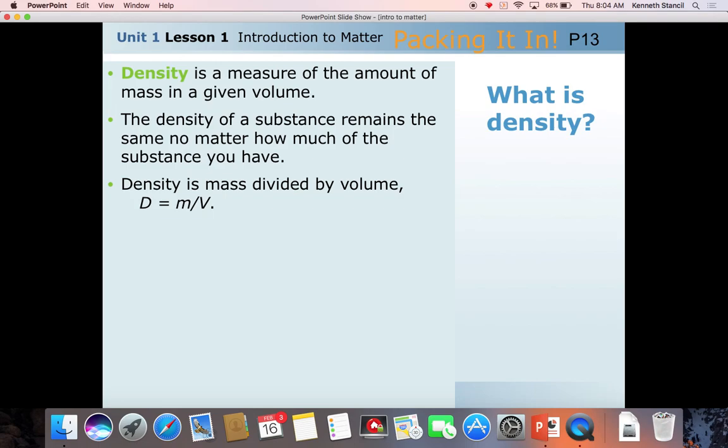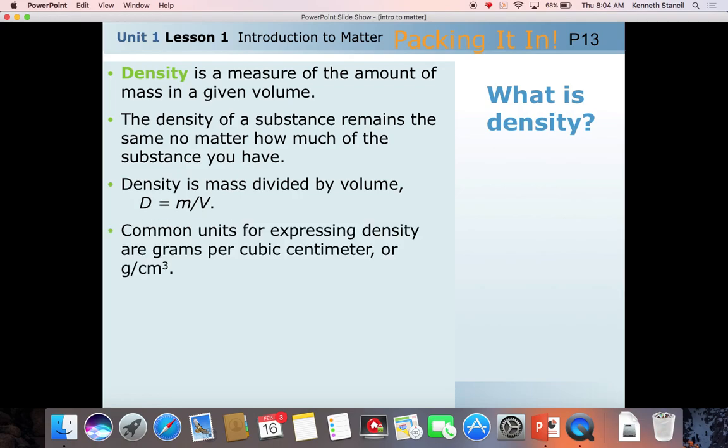The formula for density is D equals mass divided by volume. Common units for expressing density are grams per cubic centimeter, or g/cm³. The 3 is critical because it means it's cubed. We can't leave that off. If you just put grams per centimeter, that changes everything.